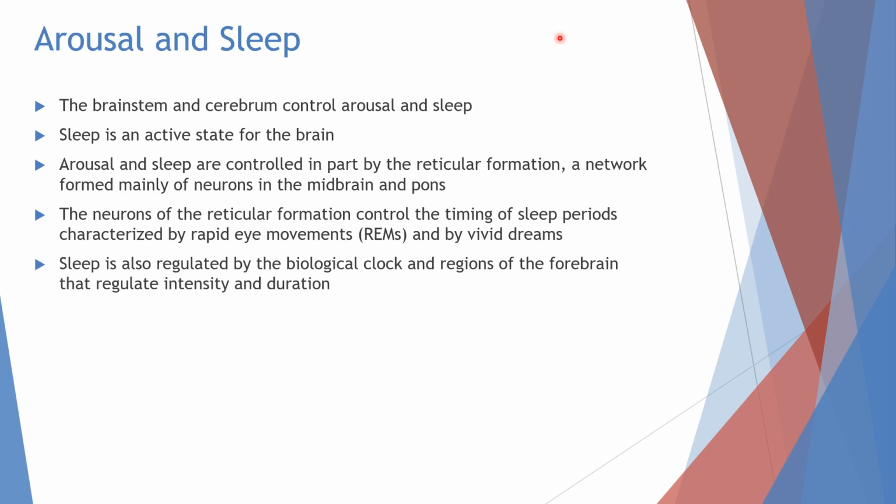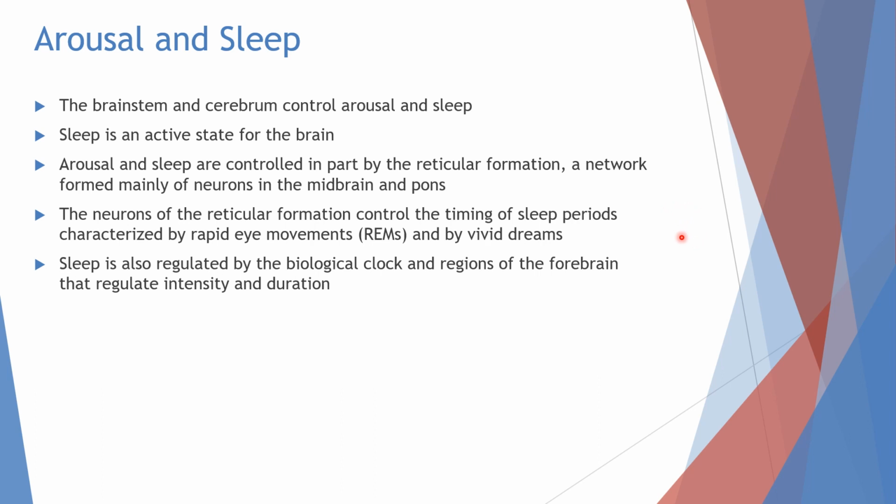Now, moving on to another part the nervous system talks about, arousal and sleep. Now, the brainstem and the cerebellum control arousal and sleep. That's the section that controls this. Sleep is an active state for the brain. That's what's happening there, because it's controlled by reticular formations, a network formed mainly by neurons at the medulla and the pons, which causes our biological clock to work. Now, the neurons of the reticular formation control the timing of sleep periods, which I was saying, biological clock, things like that. That's what's happening right there.